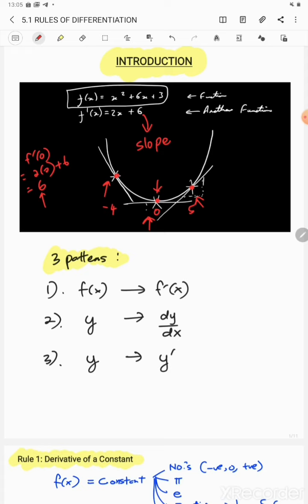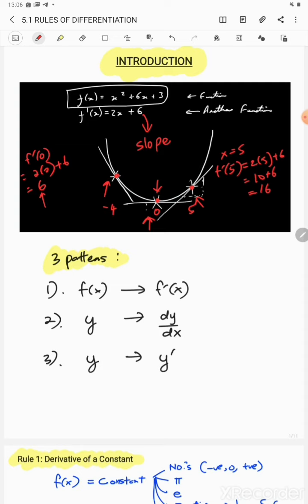Let's try the second one. When x equal to 5, we substitute 5 into the function that was already differentiated. We get 2 multiplied by 5 plus 6. So 10 plus 6, we get 16. So the slope at the point x equal to 5 is equal to 16. Therefore, we can conclude that there will be a different slope at the different points of x in the graph.